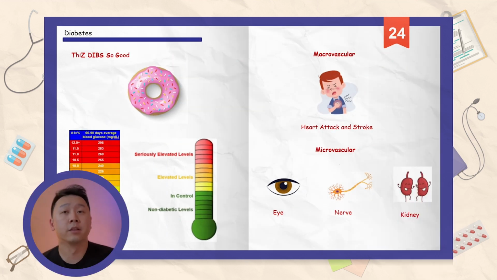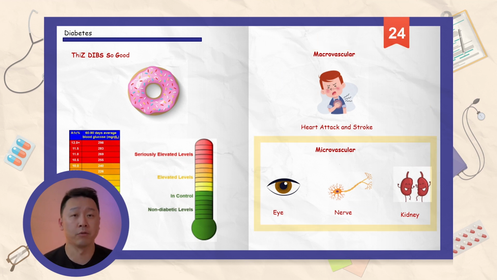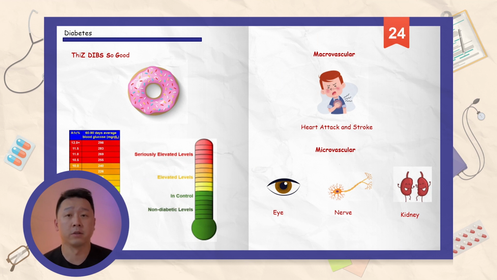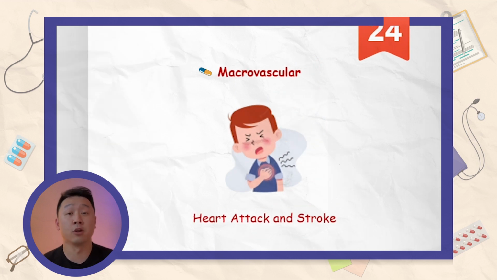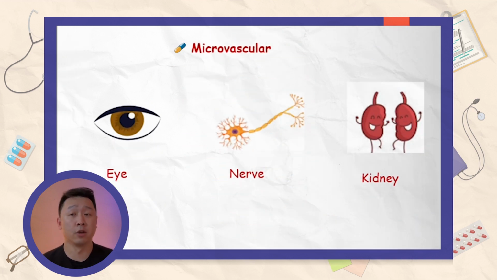Next, we will look at the clinical manifestation. The clinical manifestation can be broken down into two different components, the macrovascular component as well as the microvascular component. Macrovascular affects bigger vessels and microvascular affects smaller vessels. Clinical manifestations associated with the macrovascular component are heart attack and stroke. And the clinical manifestations associated with microvascular include retinopathy, nephropathy, as well as neuropathy.